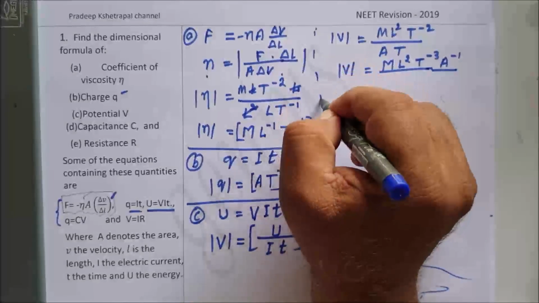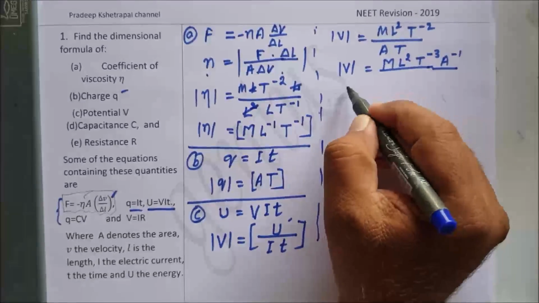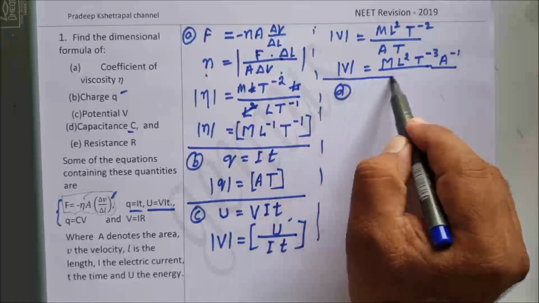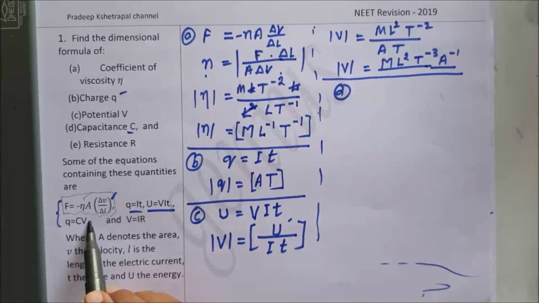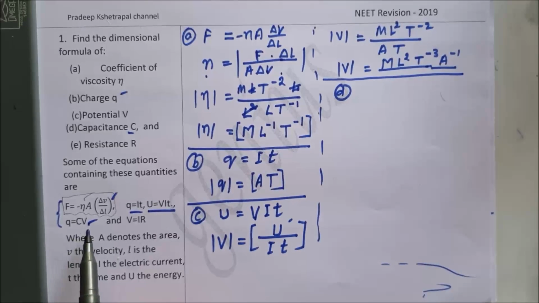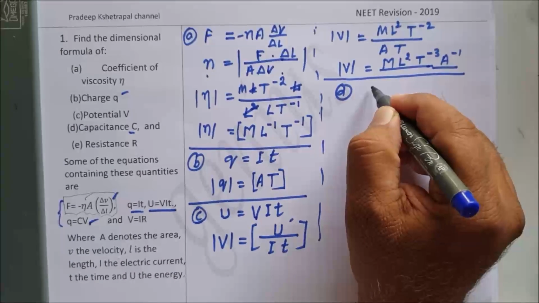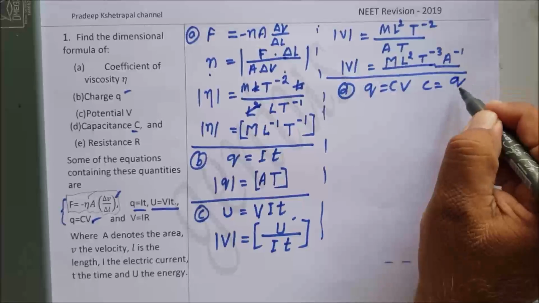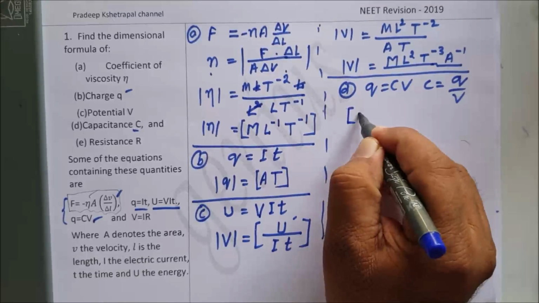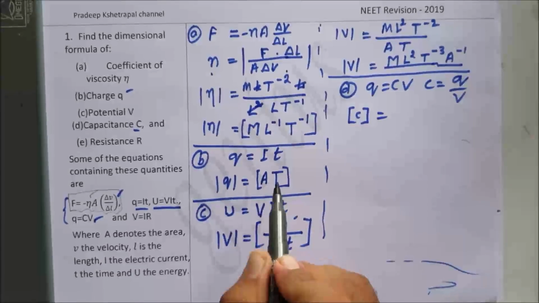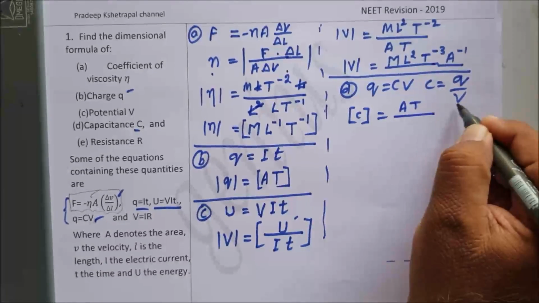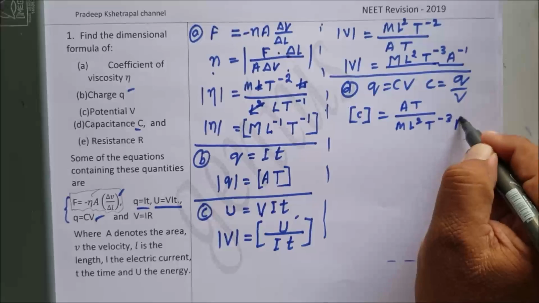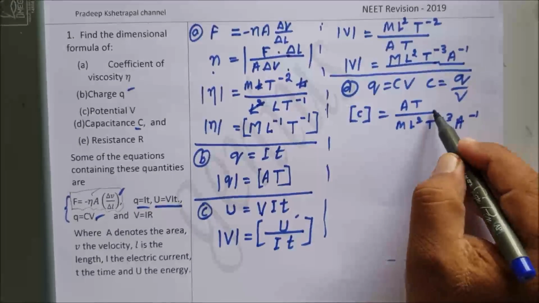And now we go to the next quantity, D, capacitance. How capacitance is related is also given to us. Q is equal to C V is the formula we are going to use. So Q is equal to C V gives us C is equal to Q upon V. So the dimensions of C: dimensions of Q we take from here, A T. Dimensions of V we take from here, M L squared T minus 3 A minus 1. So simplify.